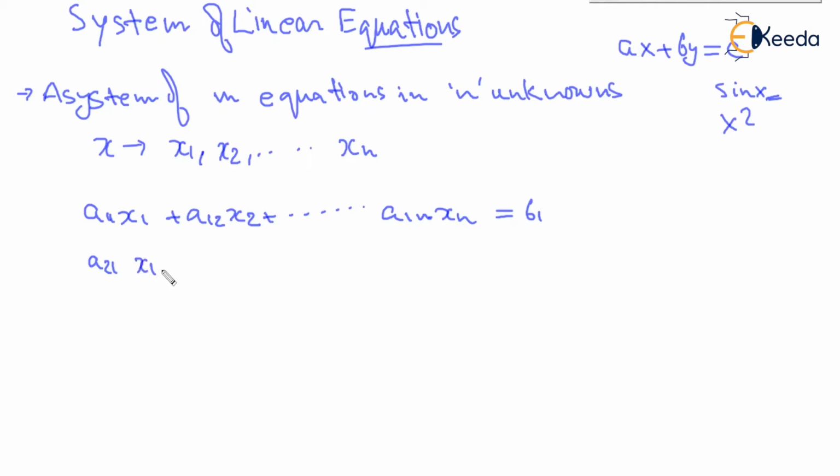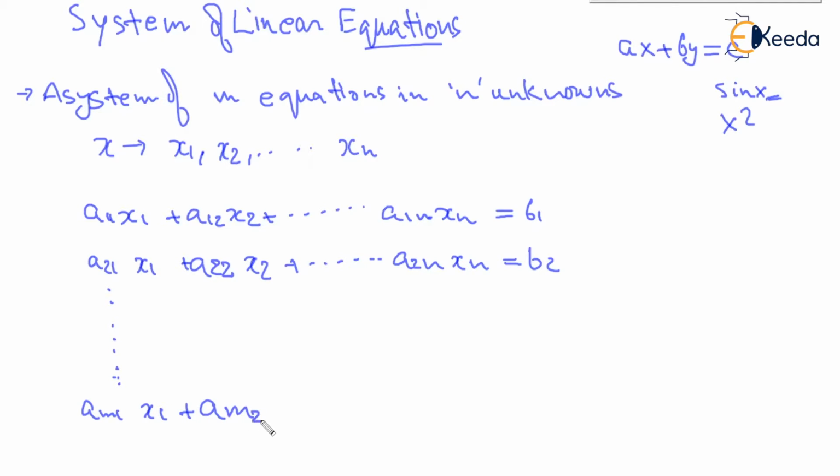a21 x1 plus a22 x2 and so on equal to b2, and likewise we'll have m such equations, so it will be am1 x1 and so on, up to amn as the last element, equal to bm. So this is the system of linear equations. We have m equations with n unknowns, right?